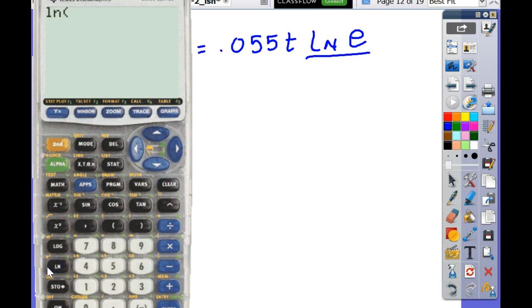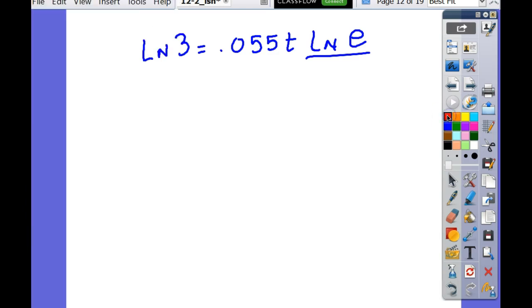ln, the ln log is right there. E to the first power, what's that equal to? This is equal to 1. Because the base is E and that is E, and E to the first power is equal to E. This is equal to 1. What is 1 times 0.055? 0.055.